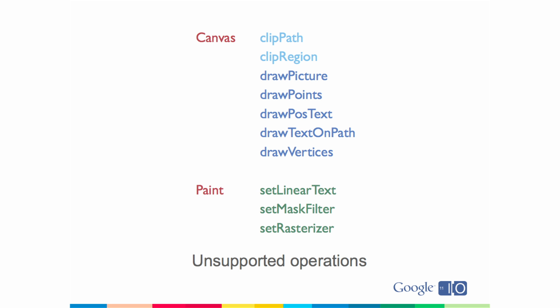And on the paint, you can't set a mask filter or rasterizer. And I don't even remember what the rasterizer does. So it's probably not very useful. Yeah, I think it rasterizes. I'm sure it does.